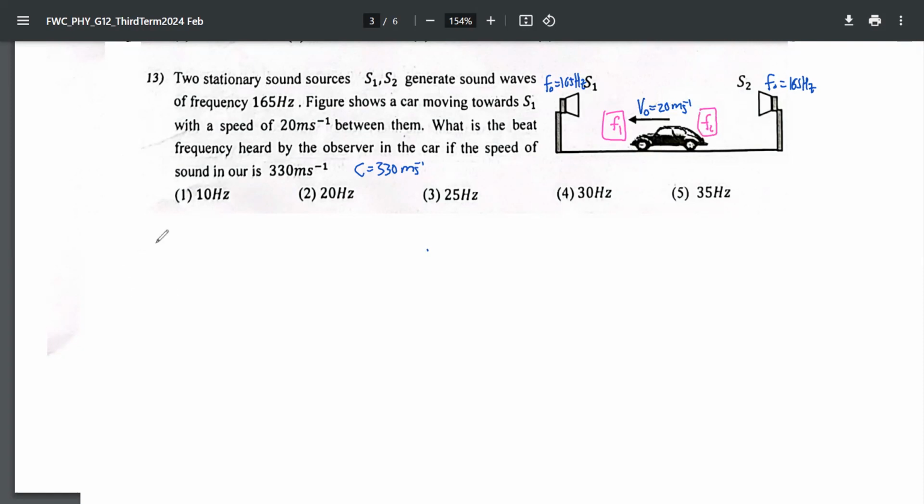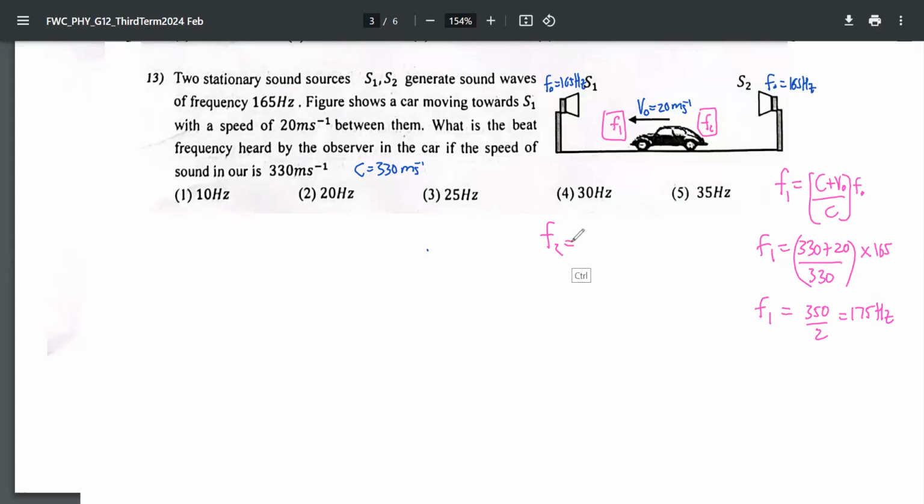All right. So what is beat frequency? Let's write F1 first. What is the equation for F1? Observer moving towards the source, so the equation is (C plus VO) over C into F0. So F1 is equal to (330 plus 20) divided by 330, whole thing multiplied by 165. When you see 165, it's good news. Why? 165 is half of 330. So it's going to be 350 by 2, answer 175 Hertz.